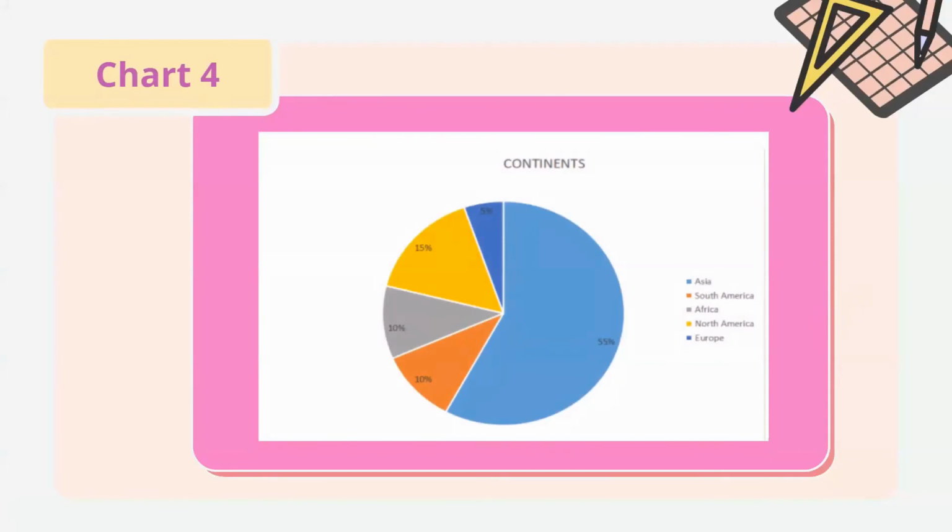Thank you for that. Okay, this is the last chart, which presents the total population of each continent. It shows that Asia has 3,850,000,000 in total, with a percentage of 55%. In South America, there are 700 million in total with a percentage of 20%.